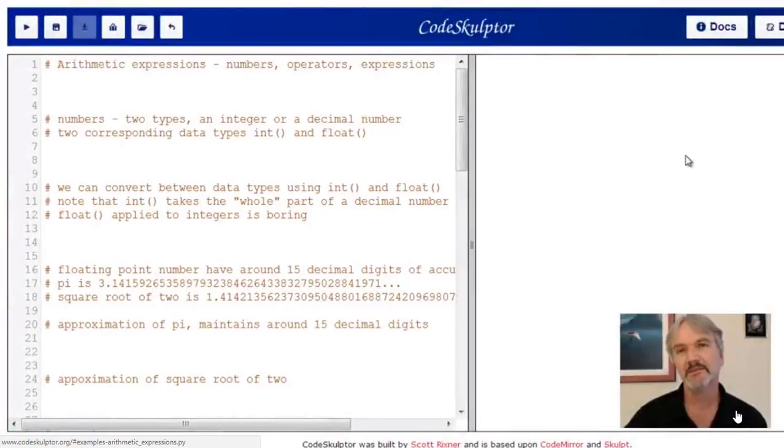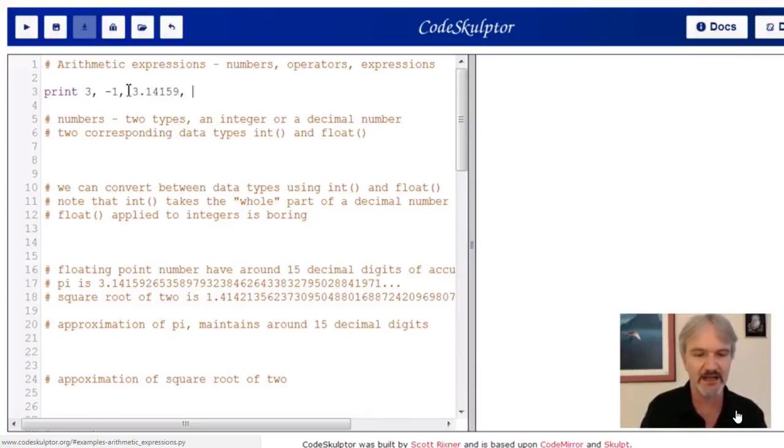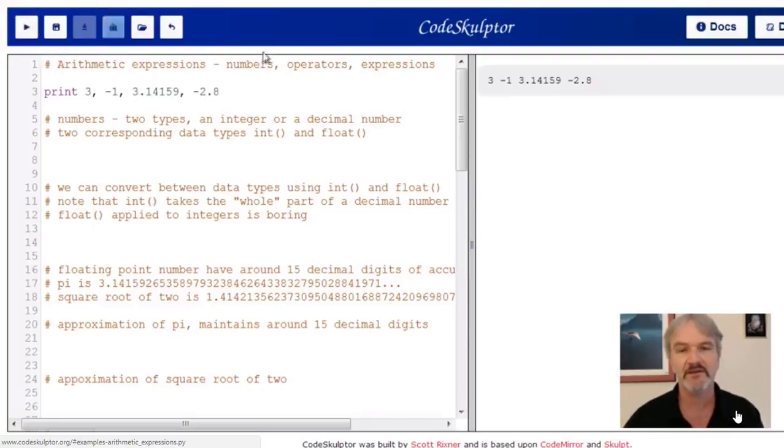All right, let's talk about numbers and arithmetic expressions. So to begin, let's just dive right in and have Python print out some numbers. So let's print 3 and -1 and 3.14159, and maybe -2.8. So if I hit run here, sure enough, out come those numbers.